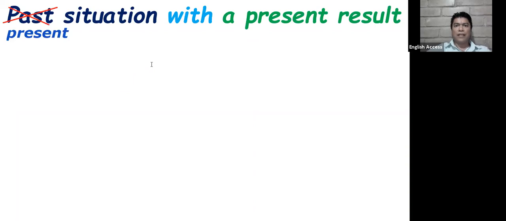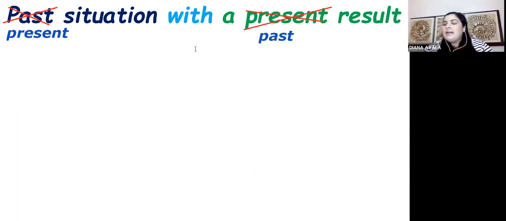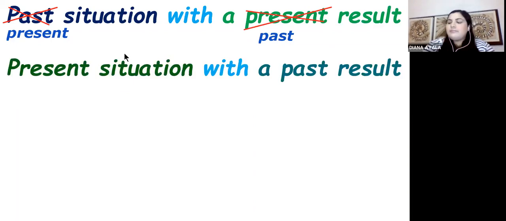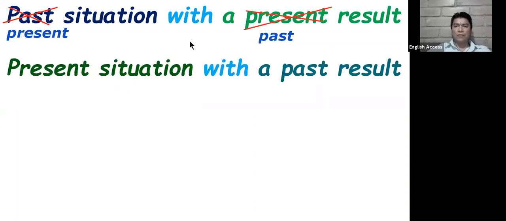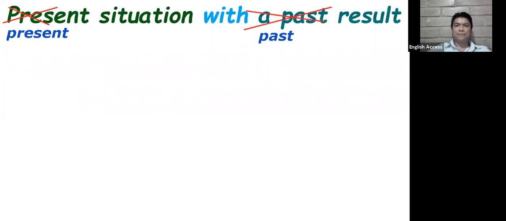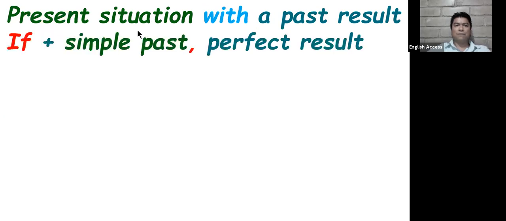And on the other side, with a present result, instead of present, let's make it past. So what we have is a present situation with a past result. Okay, so that's what we're going to see now. Present situation with a past result. Let's take a look at the formula. If plus simple past.